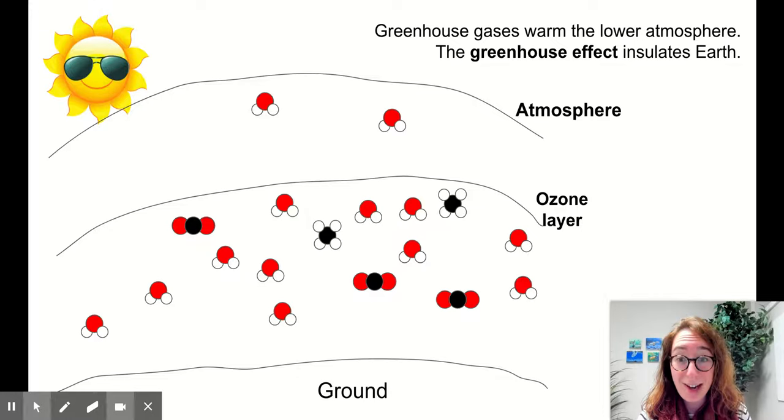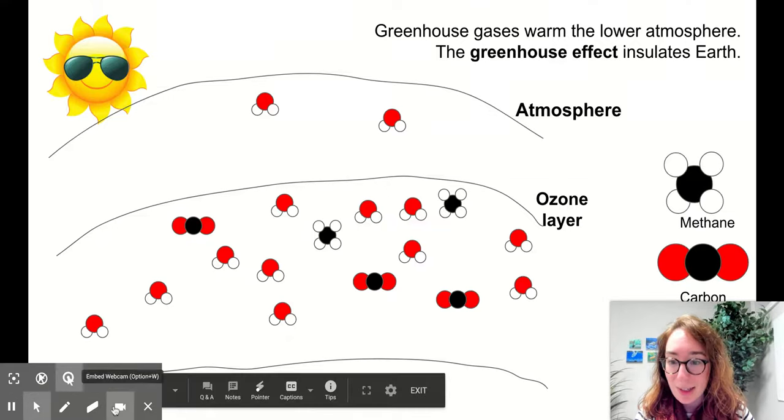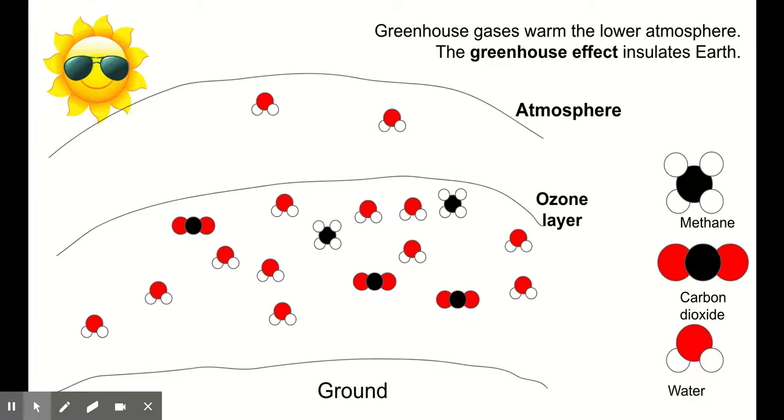And I just filled up our atmosphere with molecules. What are these molecules? These are all greenhouse gas molecules. I'll turn off my video so you can see all of my labels. There we go. These are all greenhouse gas molecules. These aren't the only molecules in our atmosphere, but they are the important ones for now. So they're the only ones I'm representing.